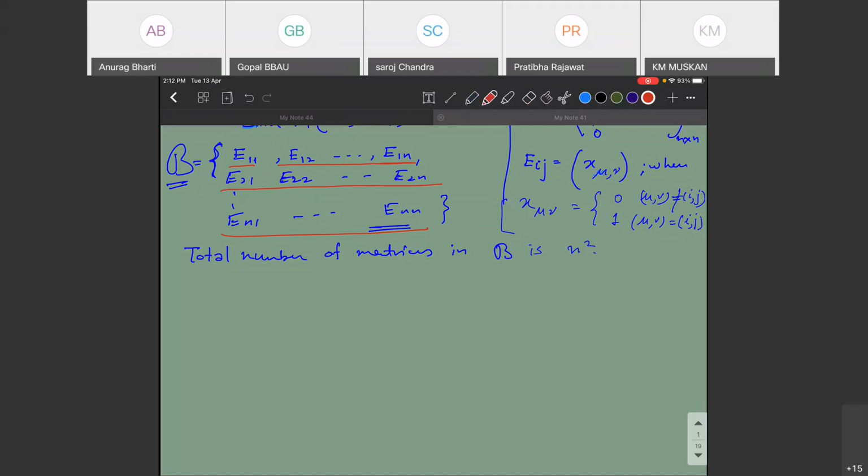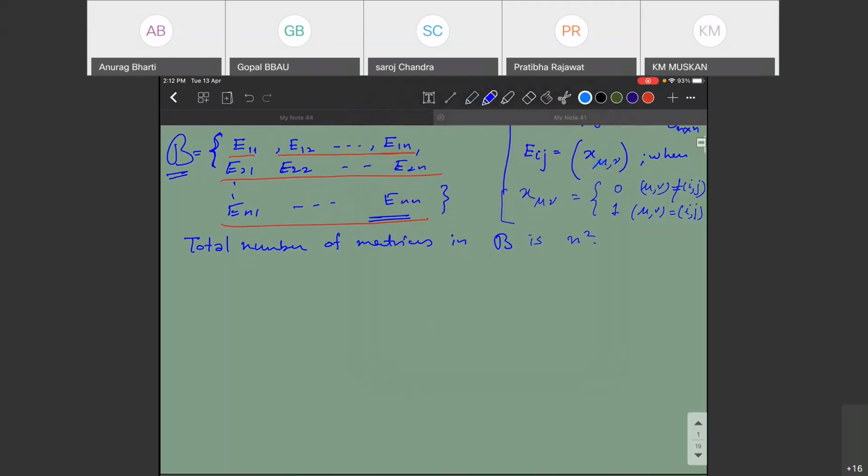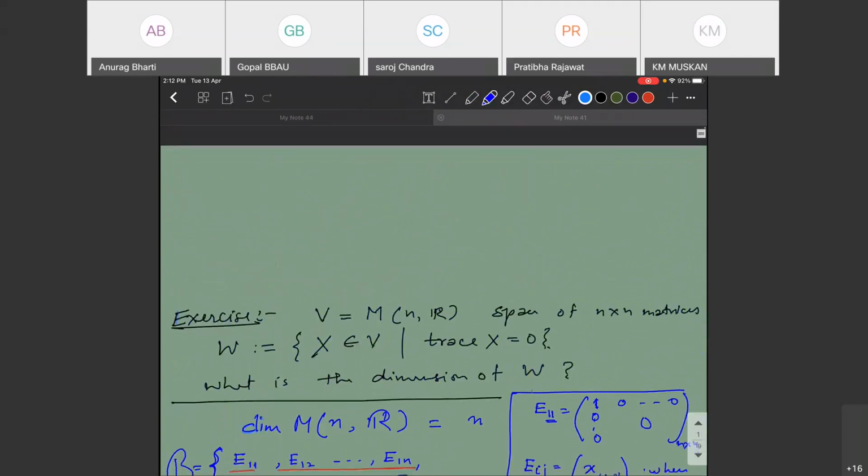ओके, तो टोटल एन स्क्वायर टर्म्स है, सो एलिमेंट्स हैं बी में. देयरफॉर डायमेंशन ऑफ एम एन आर is n square. So we were discussing about dimension of W.